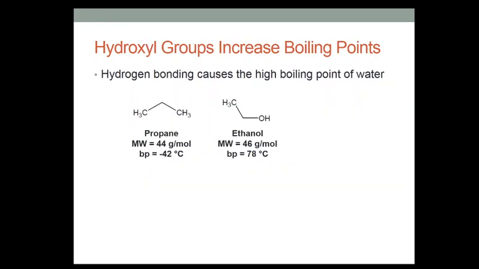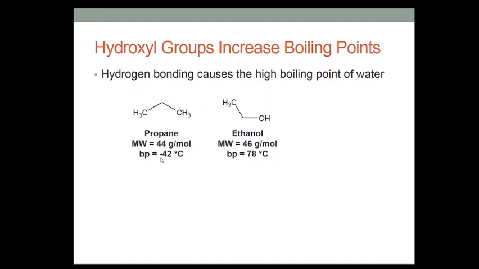So hydrogen bonding will impact the physical properties of a solution. A general rule of thumb is that molecules of similar molecular weight are going to have similar boiling points. Now, if we just look here at propane versus ethanol, you'll see that they share very similar molecular weights. Propane has a molecular weight of 44 grams per mole. Ethanol has a molecular weight of 46 grams per mole.